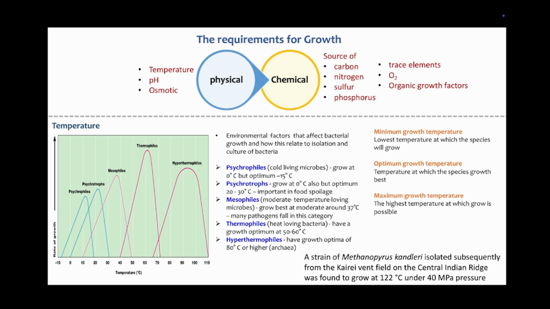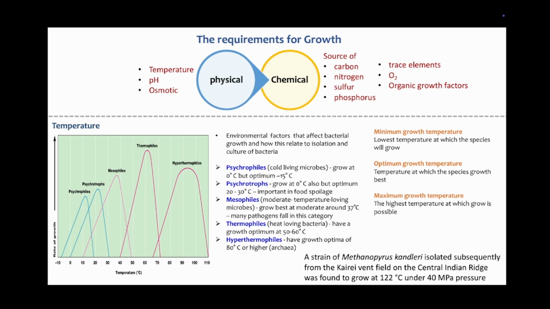So for physical, temperature, pH and osmotic factors are important factors. Whereas for chemicals, we have carbon, nitrogen, sulfur and phosphorus. These are the major elements. Then we also have trace elements, oxygen and other organic growth factors.